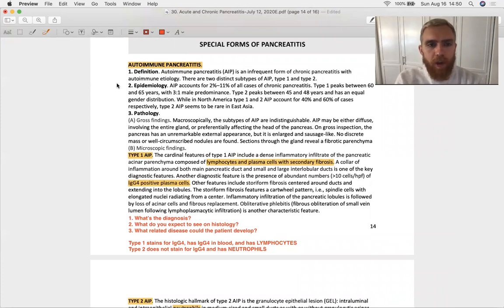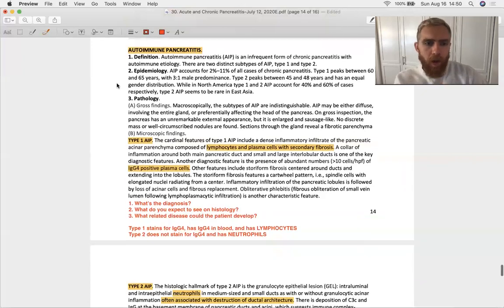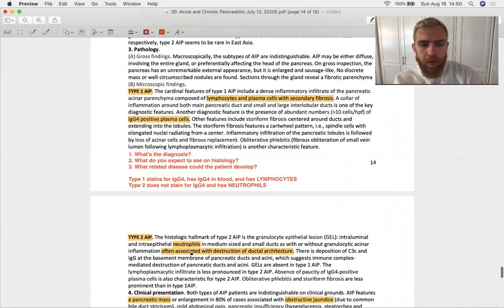We wrap up this SDL with two special forms of pancreatitis. What you need to know about autoimmune pancreatitis. Two types of it. One of them has IgG4 in the blood, the other does not. One of them stains positive for IgG4, the other does not.